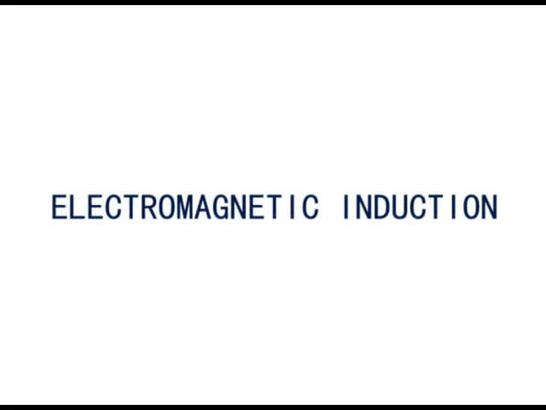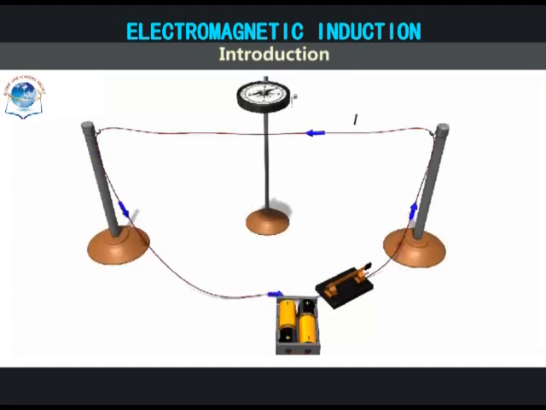Chapter 5: Electromagnetic Induction. In Form 2, in the chapter on the magnetic effect of an electric current, we observed that a current carrying conductor generates a magnetic field around it.